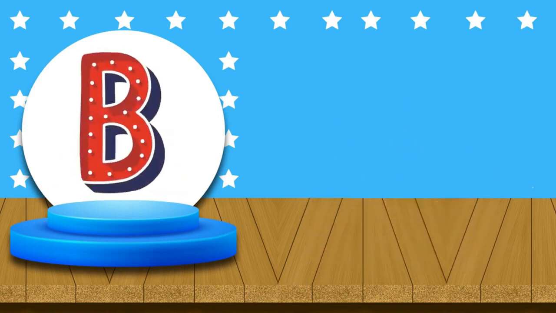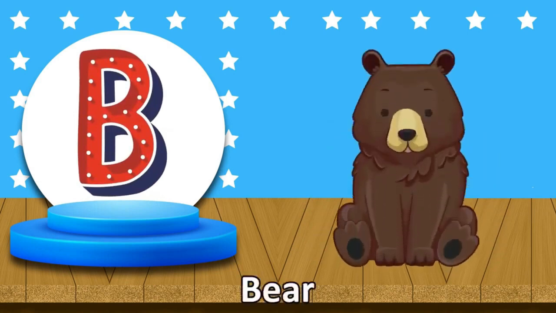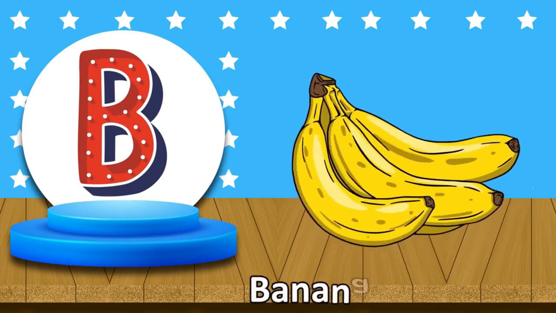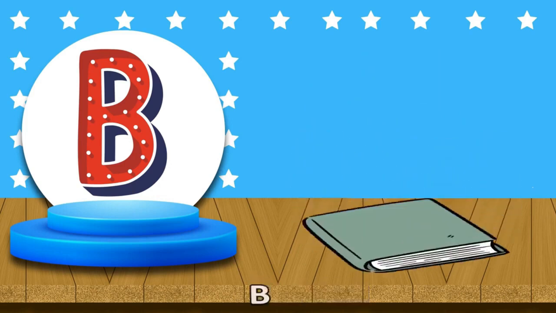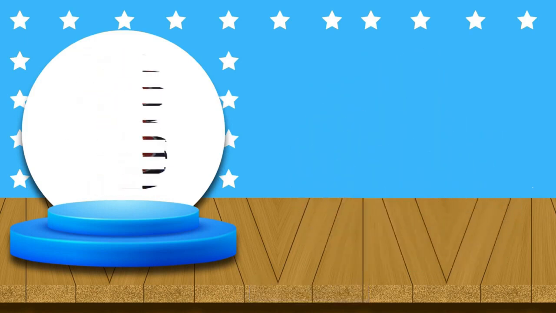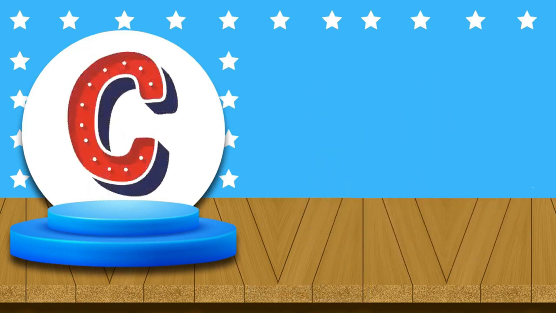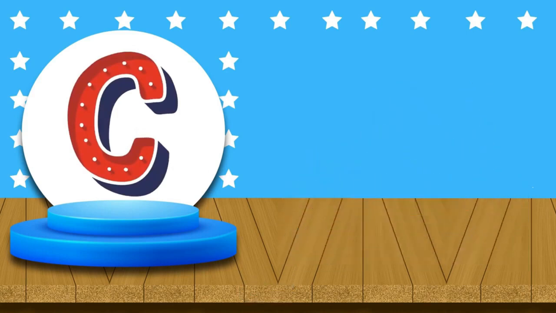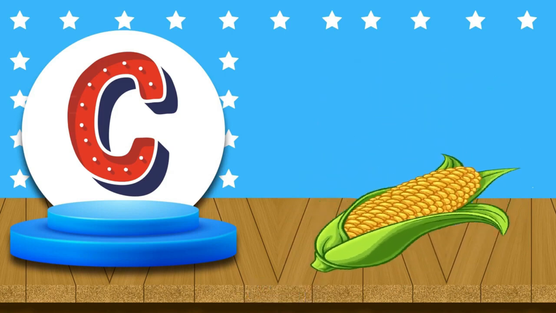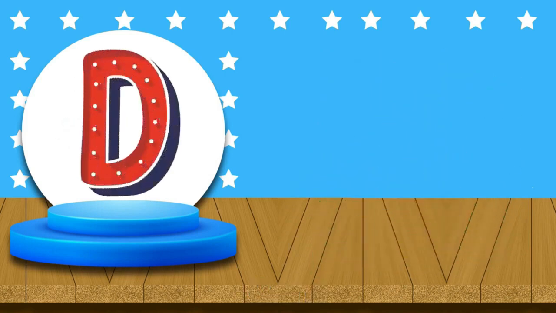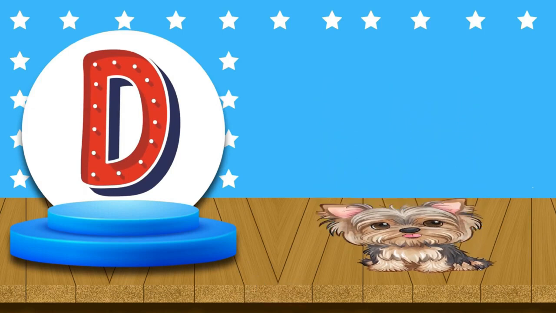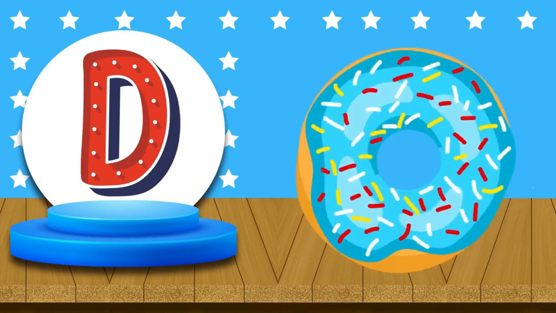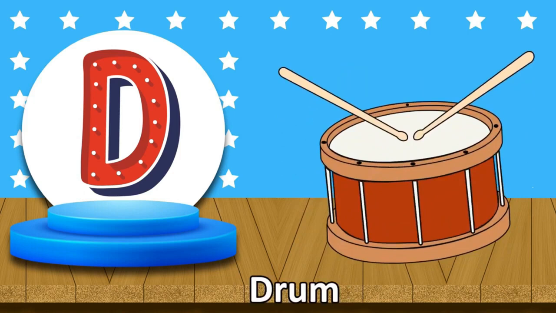B. B is for bear, banana, book. C. C is for car, cat, corn. D. D is for dog, donut, drum.